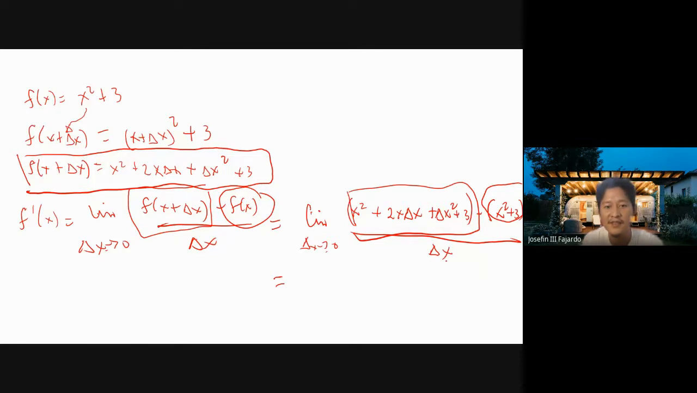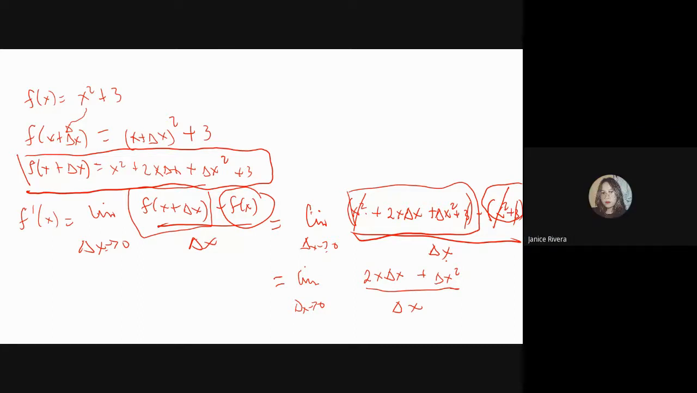Now, if I try to simplify, this will be the limit as delta x approaches 0. Si x squared minus x squared, so mawawala itong x squared na ito. Tama? Ganun din si 3. Okay, so ang natira, 2x delta x plus delta x squared all over delta x. Okay? Can you follow? Yes po.